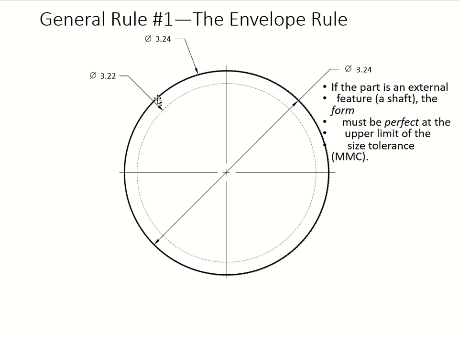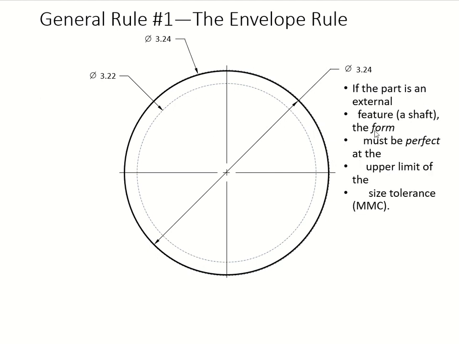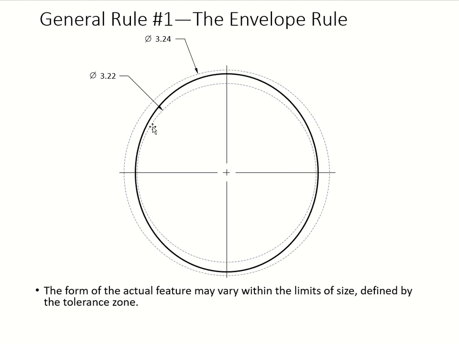If you're dealing with an external feature, like a shaft, it's going to be perfect at the upper limit to get your MMC, which is your maximum material condition. Sorry, the slides are messed up, I don't have time to fix it, but you can read it. Now here you can see form variation, showing you your actual feature, because your machining could be a little bit different, but it's okay. It's still in your tolerance zone, your lower and your upper, 3.22 to 3.24.